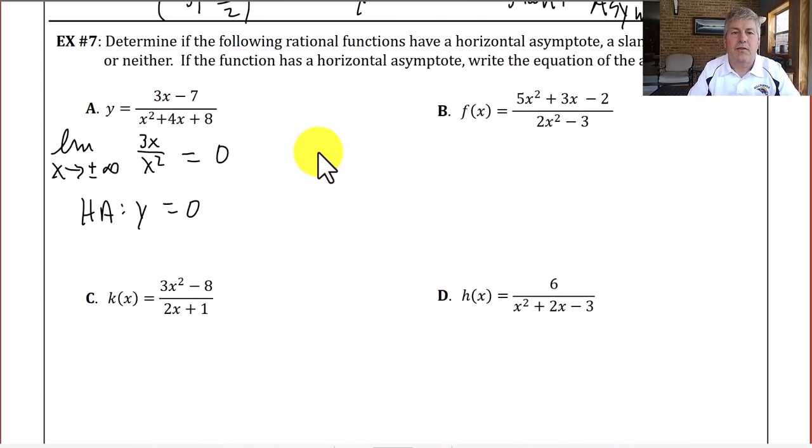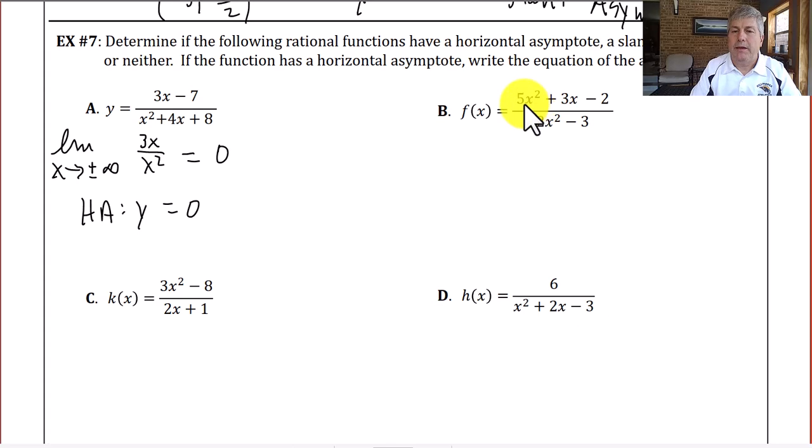In example 7, we're to determine if any of the following rational functions have a horizontal asymptote, a slant asymptote, or neither. So let's take a look at these. In example A, our leading terms are 3x over x squared. So we're going to evaluate the limit as x approaches positive or negative infinity. And this function is going to 0 because the denominator is getting much bigger. So our horizontal asymptote is at y equals 0.